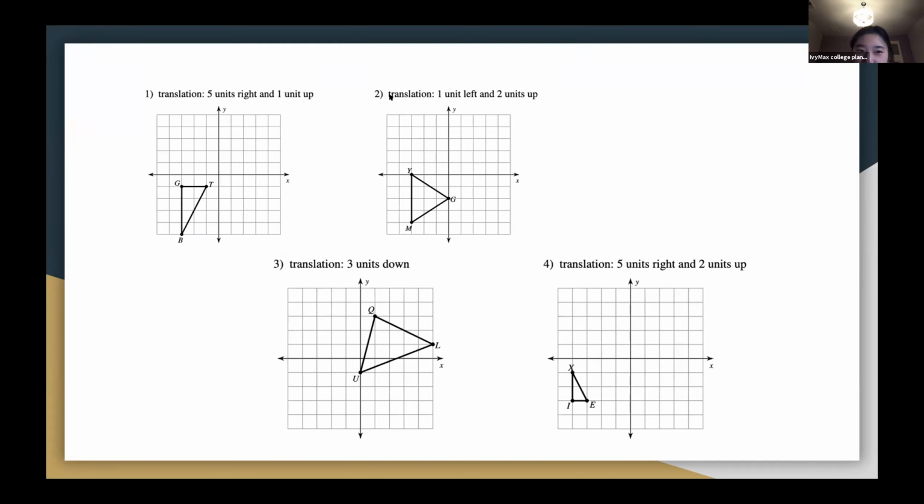Let's do one more together and you guys can do it by yourself. Liz, you wanna do? Okay, so I'll go over the second one with you guys. So the translation says 1 unit to the left and 2 units up. So 1 unit to the left means we will do x minus 1, and then y plus 2. So this is what you will do to your coordinates.